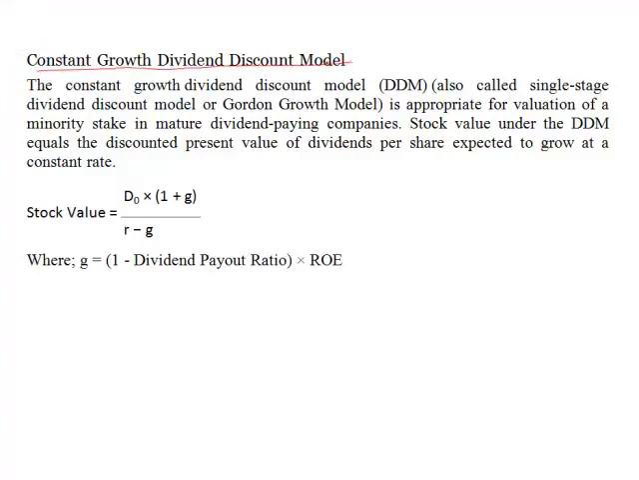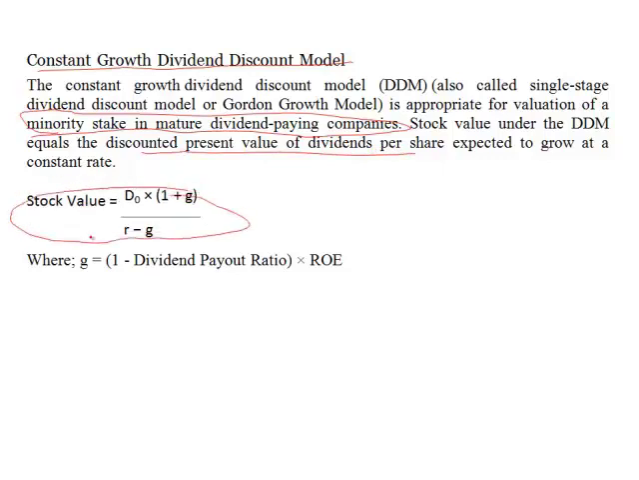the constant growth dividend model, which is also known as the single stage dividend growth model or Gordon model. It is appropriate for valuation of a minority stake in a mature dividend paying stock. Please note it. It is only used for what? Valuation of a minority stake in mature dividend paying companies. So the stock value under this dividend discount model is equal to the discounted present value of the dividend per share expected to grow at a constant rate. And this is the model.